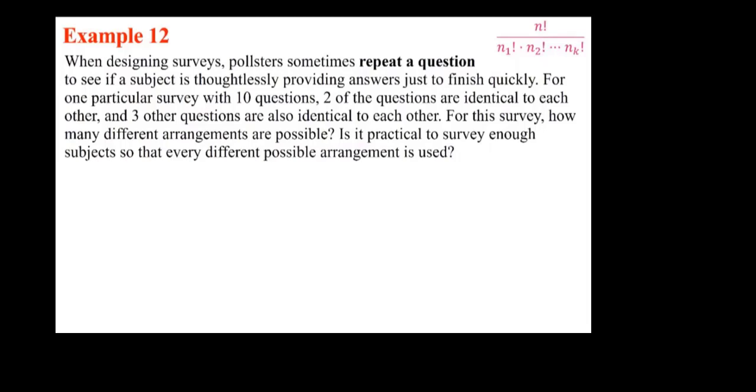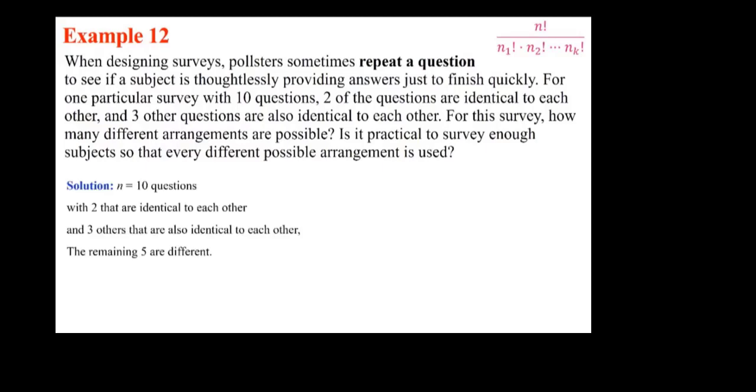So if you have the same question, but different answers from the same person, that means the person didn't bother to read the questions. And so when they check it, they say, okay, they may toss it. Here's the way we look at it. There are 10 questions, 10 objects, whatever you want to call them. 2 are identical in one case, and in another case, 3 others are identical. And the remaining 5, there are a total of 10, are simply different.